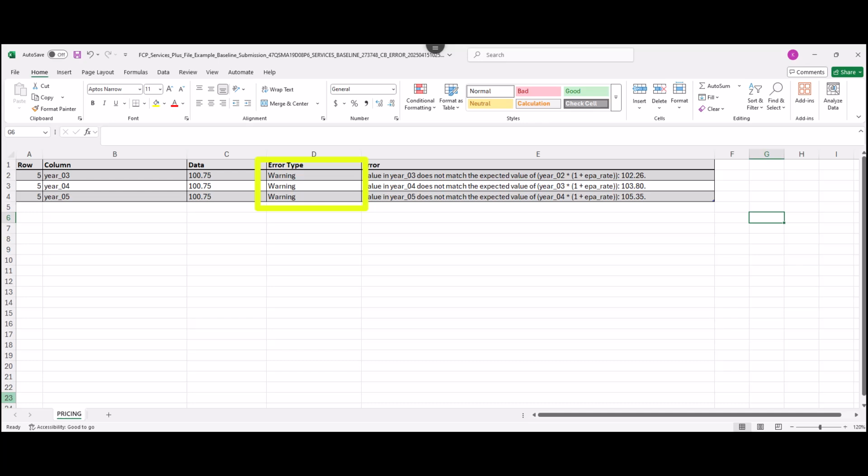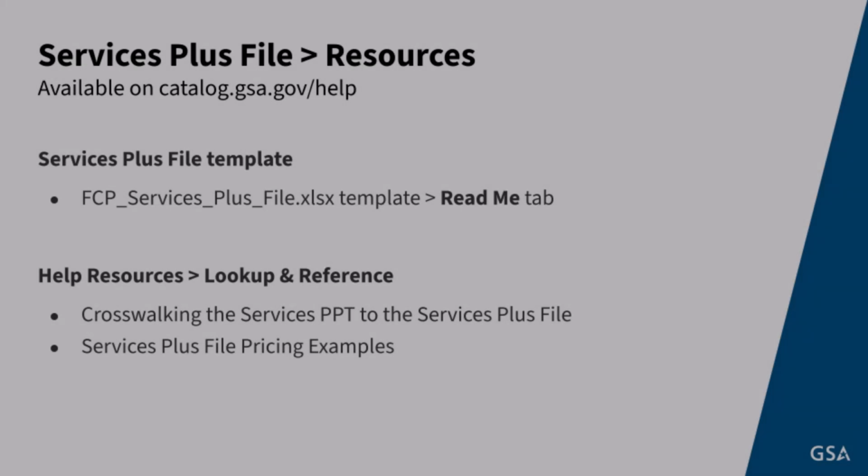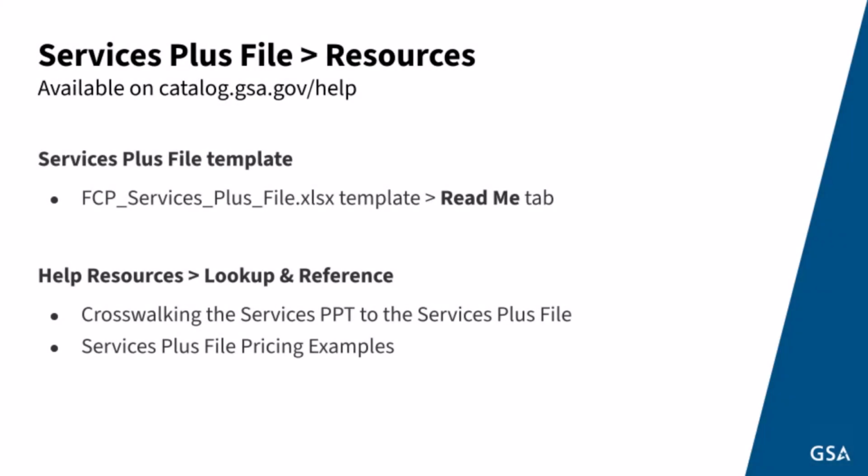Warnings are informational, and the vendor can accept a warning and submit as is to the CSCO for review. If the commercial price or GSA price without IFF was adjusted, you must note this in your submission so that your CSCO is aware. Document this in your baseline cover letter and in the FCP comments section. The following resources will assist with populating the Services Plus file.